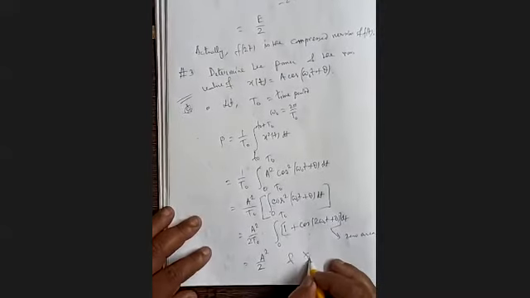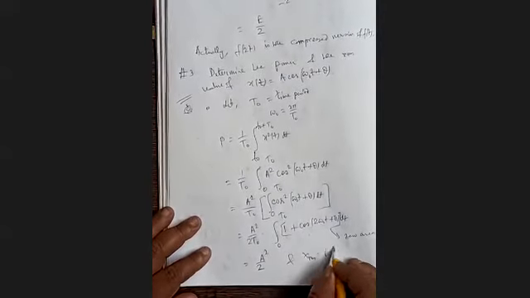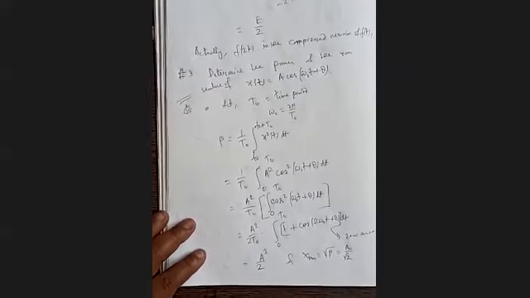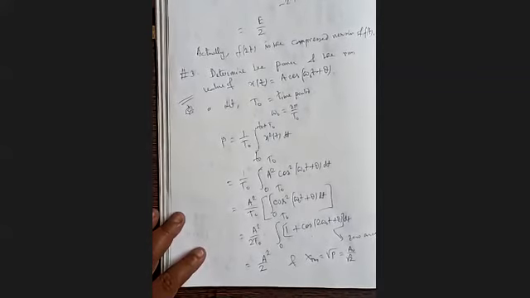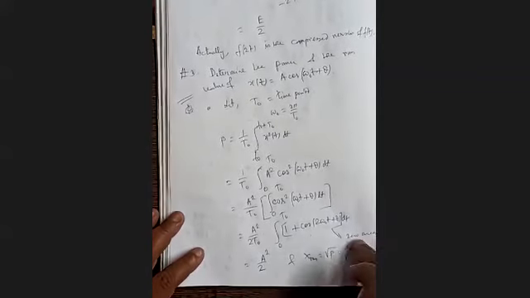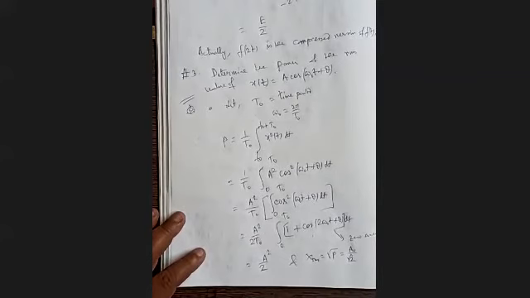And x RMS will be what? It is the square root of power, or A by root 2. We also know that for a sinusoidal signal, RMS value is maximum value by root 2, which is also verified here.